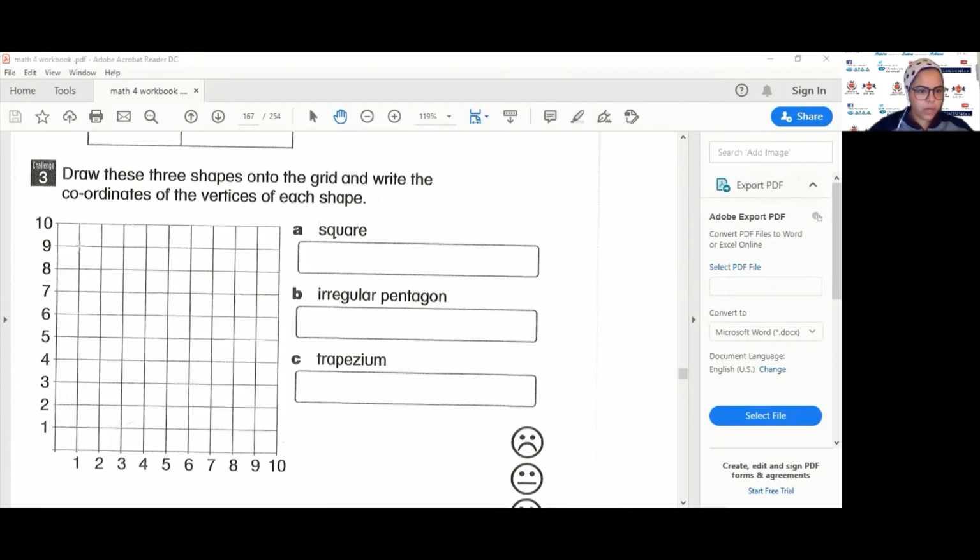This is a square. Square, huh? So all the sides are equal. This is a square, right? So just make it thick. What are the coordinates of the vertices? Who is the one who's going to tell me what are the coordinates of these vertices?